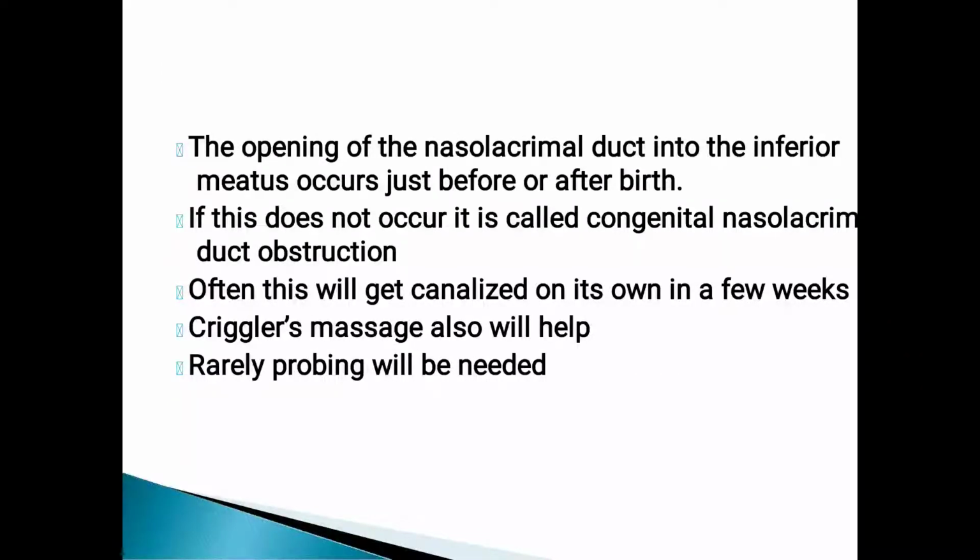The nasolacrimal duct opens into the inferior meatus, and this opening is usually patent at birth, but sometimes it doesn't open at birth. It doesn't canalize, and this leads to congenital nasolacrimal duct obstruction or congenital dacryocystitis, and often this gets canalized on its own in a few weeks. Let us discuss congenital dacryocystitis later.